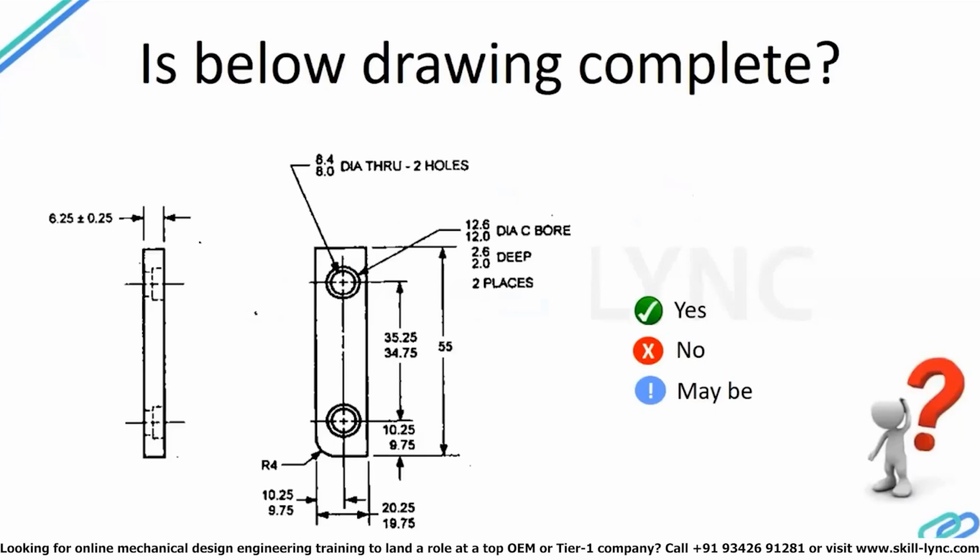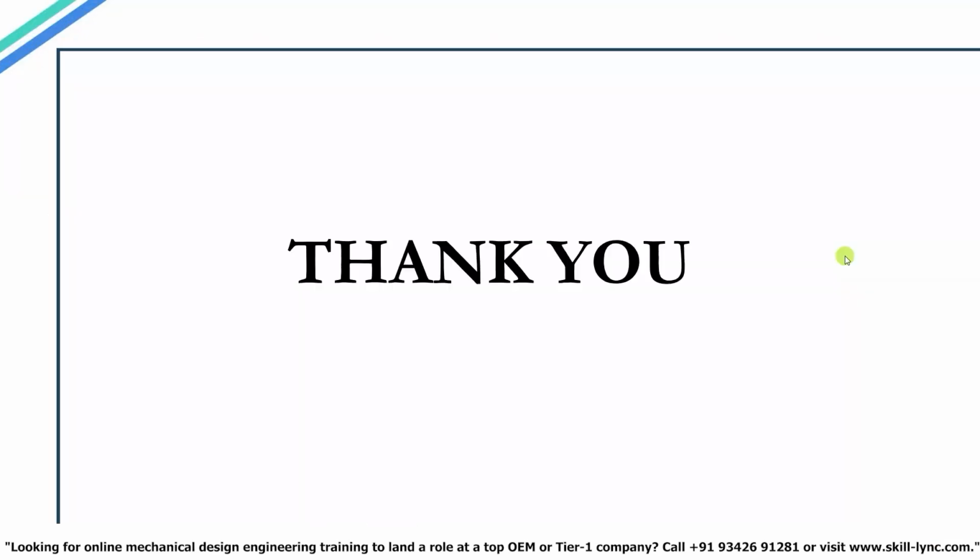The drawing you see on the screen is a simple part of thickness 6.25 with a tolerance of plus or minus 0.25, having two counterbore holes on either end and a radius here. The distance between the counterbore holes is 35, and that too has a tolerance of plus or minus 0.25. The overall length of the part is 55, and there is a radius available here, and the thickness of the part is given at tolerance.